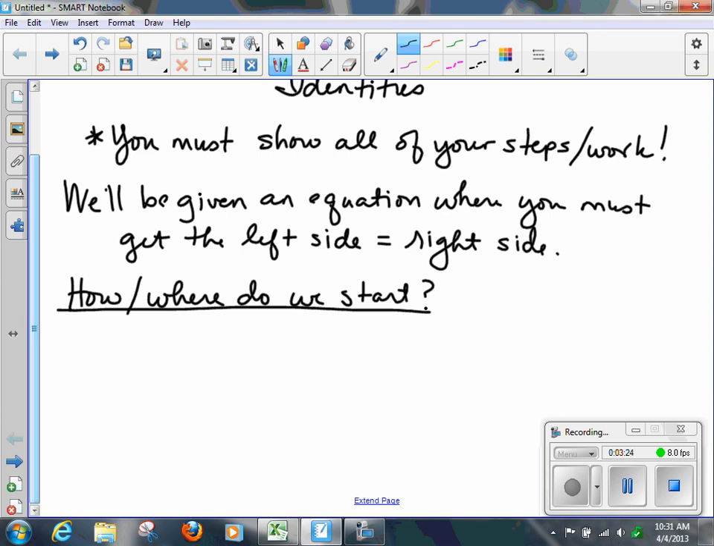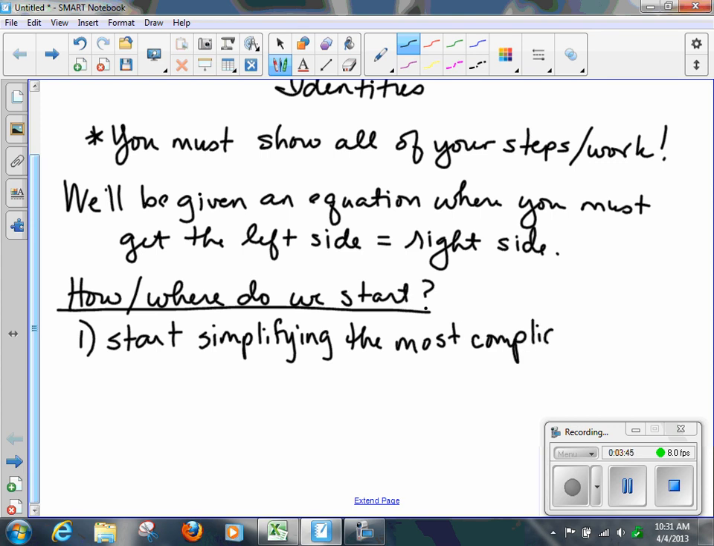We're going to take a few notes and then we're going to jump into it, okay? First thing I need for you to do is when you see this equation, you want to start simplifying the most complicated side of the equation. Look at the side of the equation that has the most stuff. That's the one you want to start with.